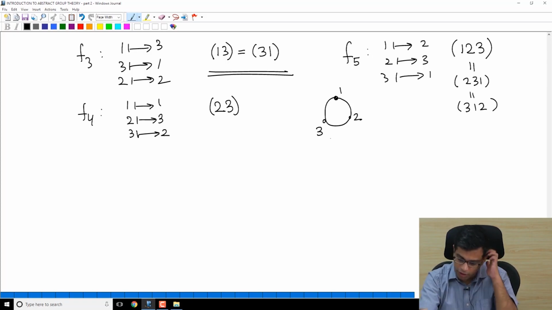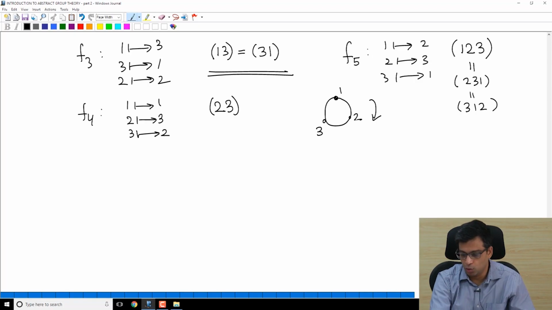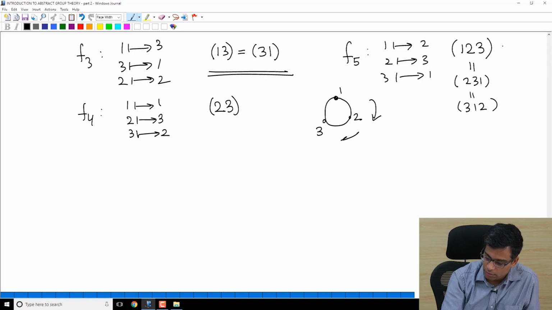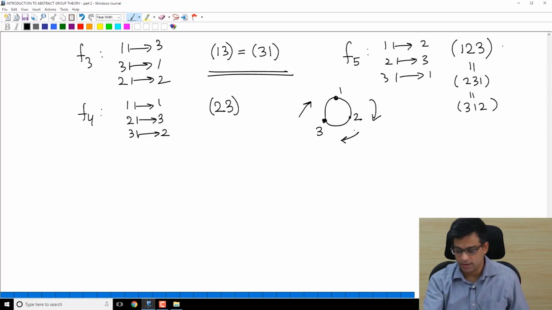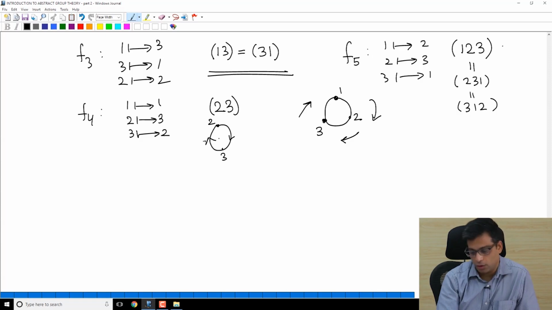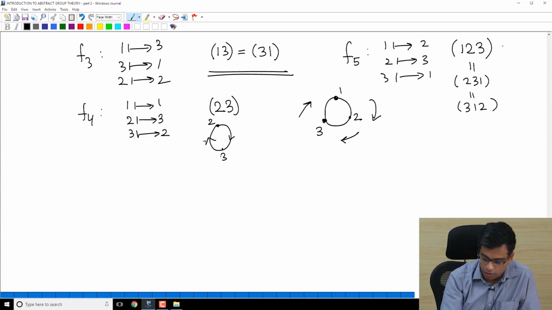So this is 1 2 3. If you go clockwise, 1 2 3. It doesn't matter where you start. If you start at 1, you have this description. If you start with 2, you have this description. But 2 3 1, it's important to traverse these things in the correct order. If you go clockwise, 2 3 1, or you can start at 3, 3 1 2. So that's this cycle. Here it is 2 and 3, and you traverse in clockwise order. So 2 3 or 3 2.